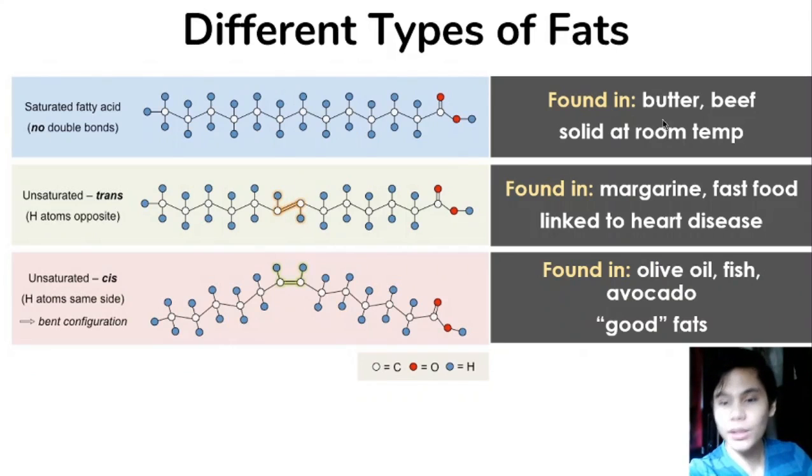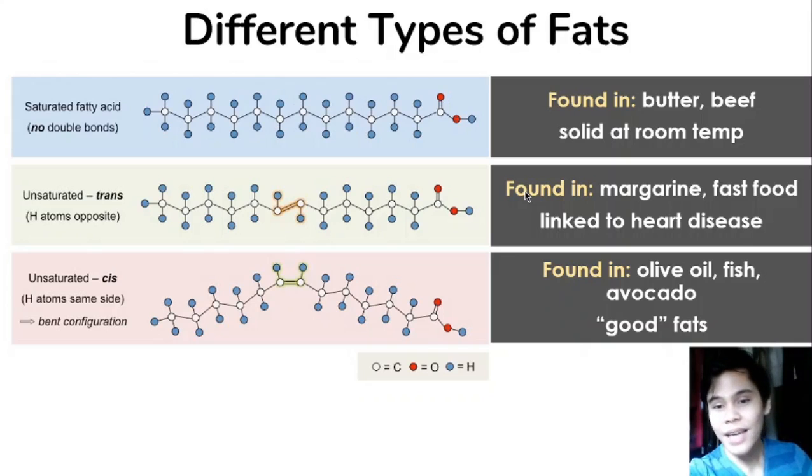So we have in butter and beef saturated fatty acids. These are bad fats. They're solid at room temperature. So your lard, your butter, these are things that can clog your arteries and so on. These are the ones that are associated with a lot of bad press and bad news. But there's an even more unhealthy type, your trans fats, found in stuff like margarine and fast food.